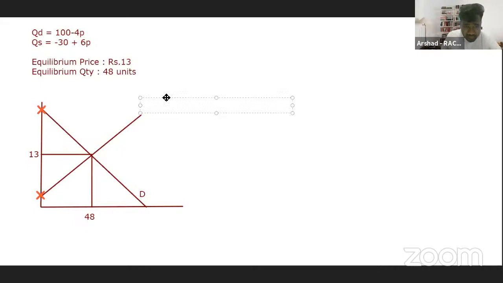This comes from unit number 2. How do we find this? I'll give you a shortcut. The long method is you say QD equals 0 and you find the P. But the shortcut, which is not the proper method, is that you take the A component and divide it by the B component. So 100 divided by 4, forget about the pluses and minuses, you get 25.